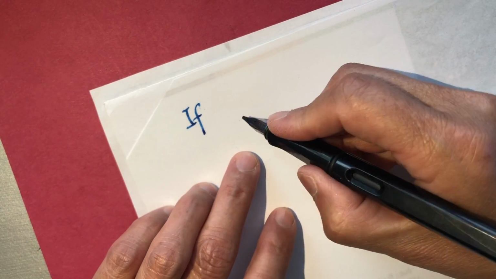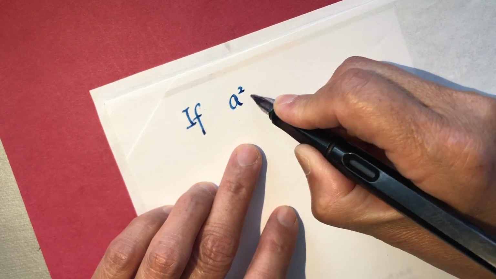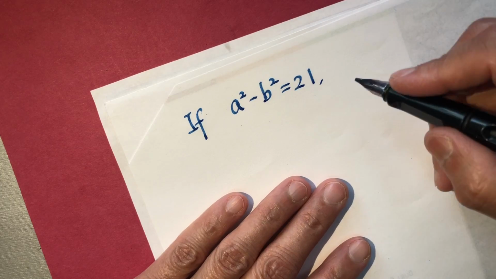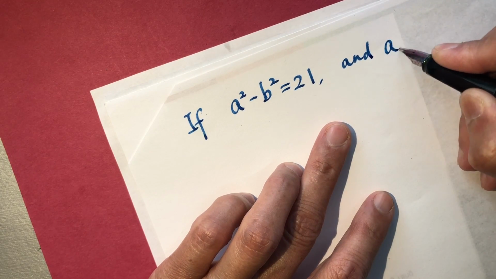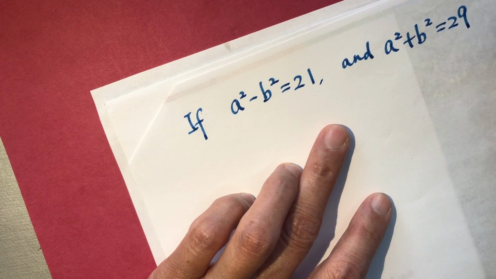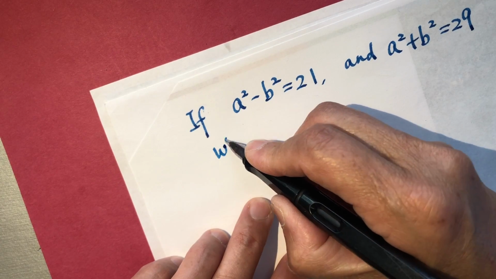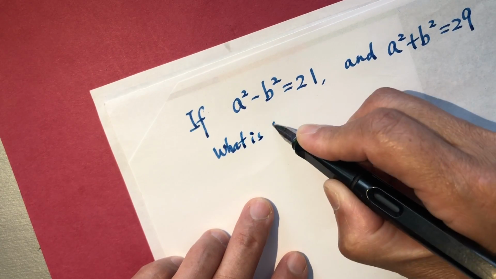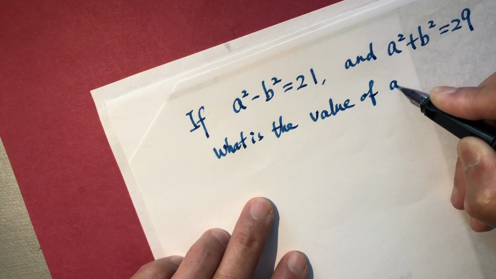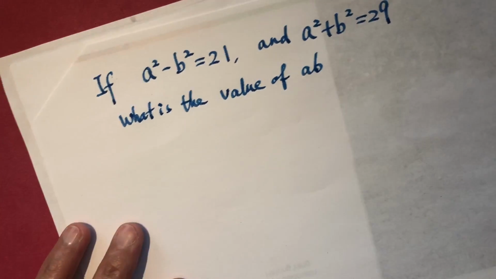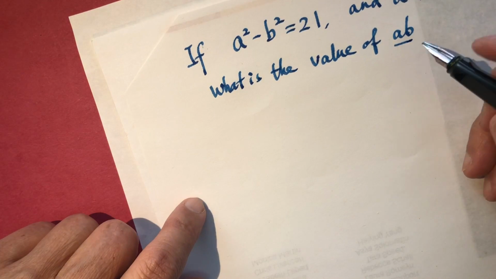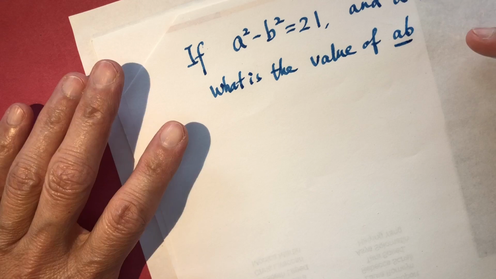The problem is: if a square minus b square equals 21, this is given, and a square plus b square equals 29, then what is the value of a times b? Okay, so do not worry too much. We are looking for the value of a times b.